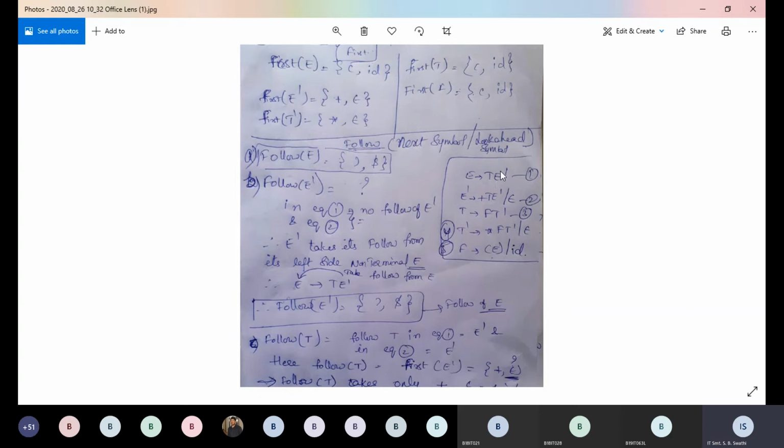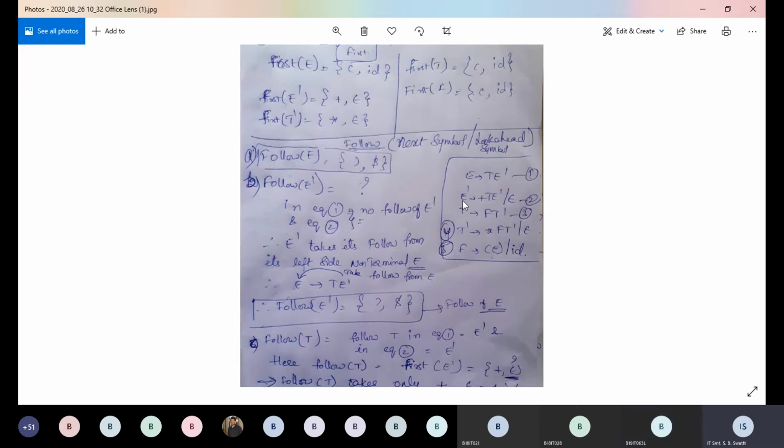In the first equation, E dash is having a different parent, so it is able to use the follow of E. But here E dash and E dash are both the same, parent and child. So there is no meaning in writing the follow of E dash from this E dash. So we will neglect this equation. Is this clear, ma'am? Yes, ma'am. Okay.